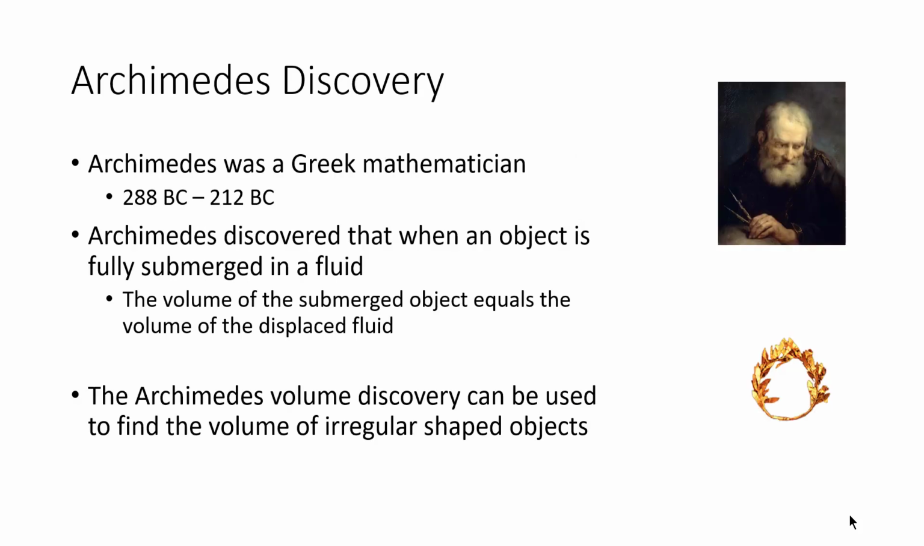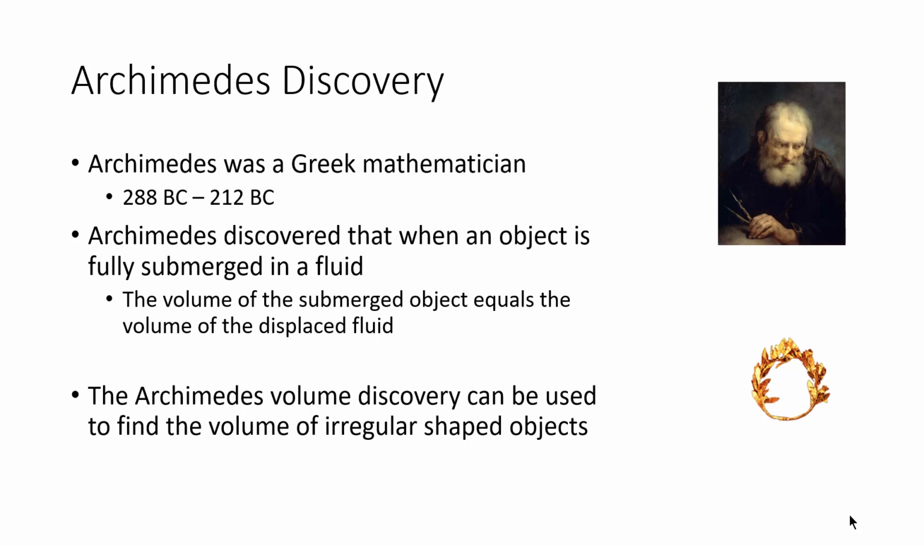So we'll start off with buoyancy. The story of buoyancy goes back a long time ago, sometime around 250 BC. Archimedes of Syracuse made a very profound discovery: when an object is fully submerged in a fluid, the volume of the submerged object equals the volume of the displaced fluid.